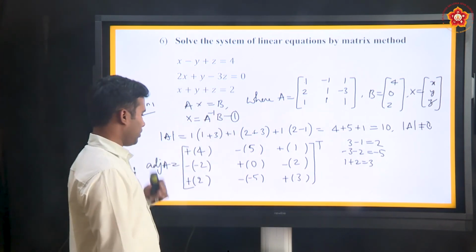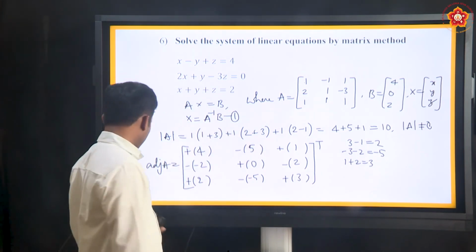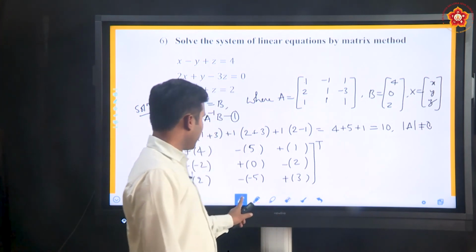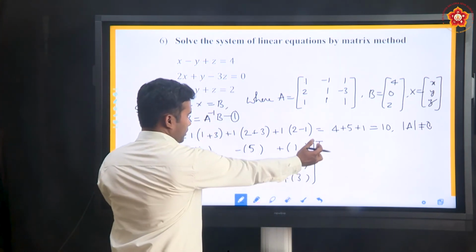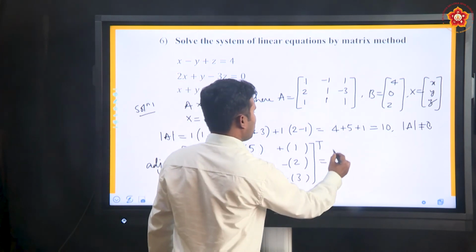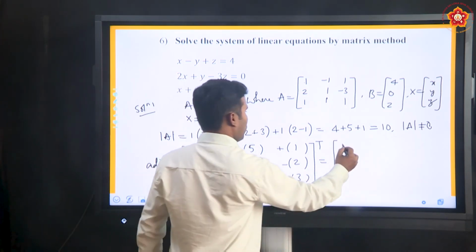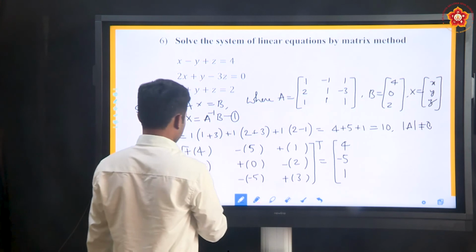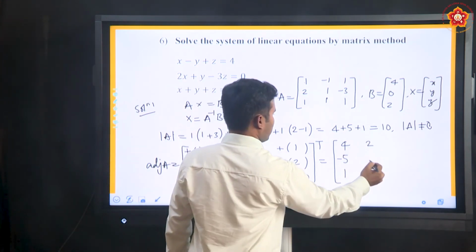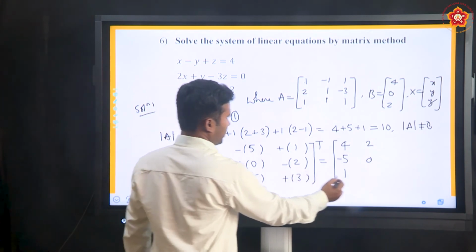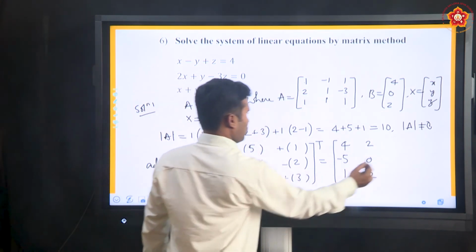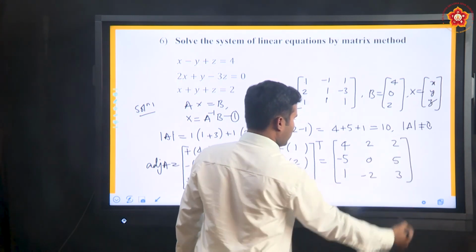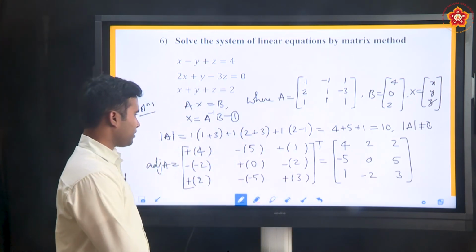And this is what the adjoint of A, since we have to take the transpose. This much is the cofactor matrix. If you take the transpose, it becomes the adjoint. So if you do so, we are going to have 4, minus 5, 1, and here 2, 0, minus 2, and 2, 5, and 3. Okay, this is the adjoint matrix.